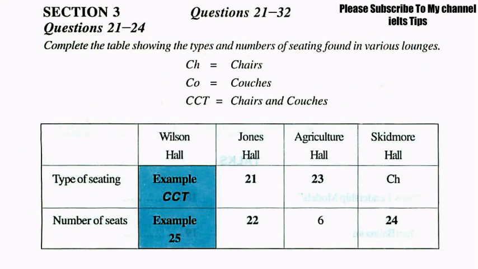In this section, you will hear a discussion between three students, David, Joseph, and Carrie. In the first part of the discussion, they will be talking about lounges in different school buildings on campus. First look at questions 21 to 24. Note the examples that have been done for you.